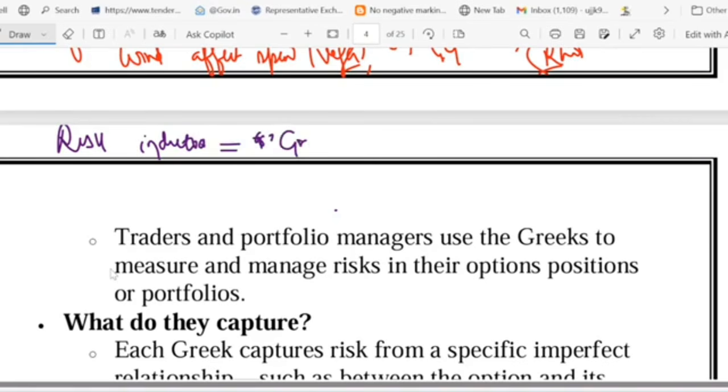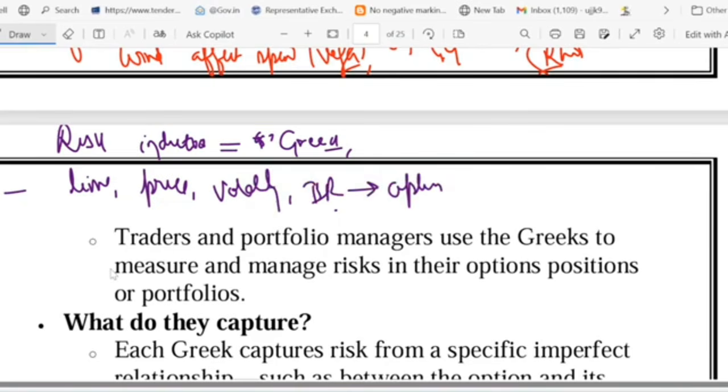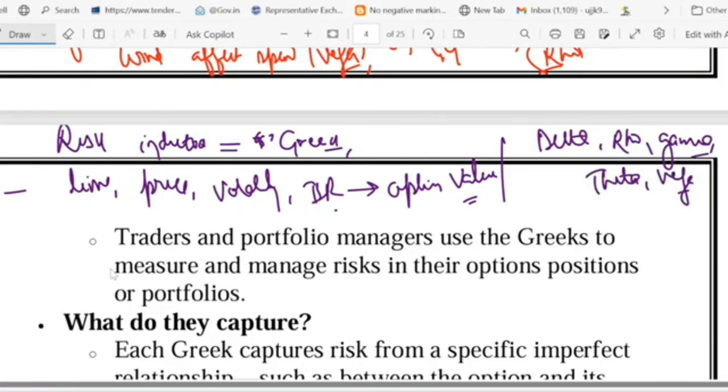Okay. And the second point is that they help the option trader understand how time, how price, how volatility, how interest rate impact their option value. What is the impact of these factors on option value? That is what you can understand with Greeks. The most common Greeks are delta, rho, gamma, and theta, vega, and it is useful for risk management.